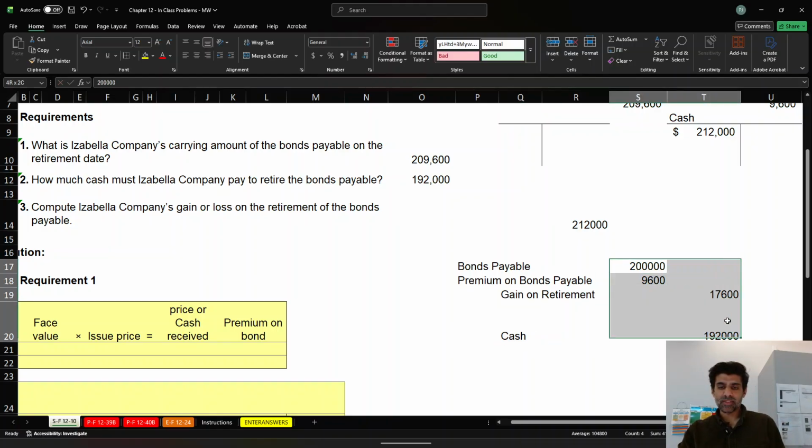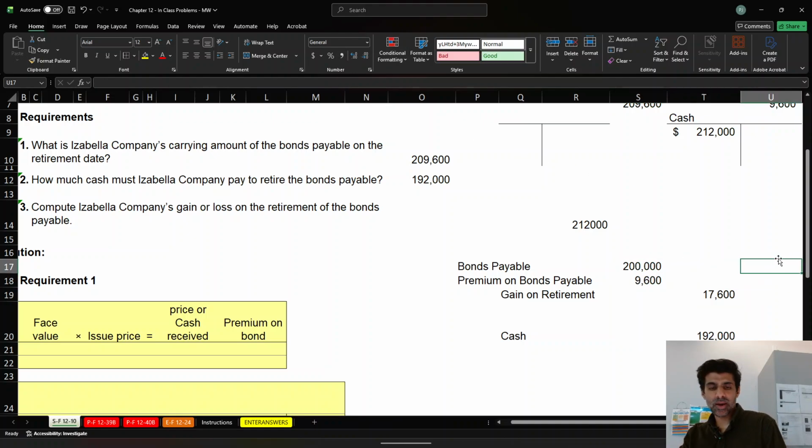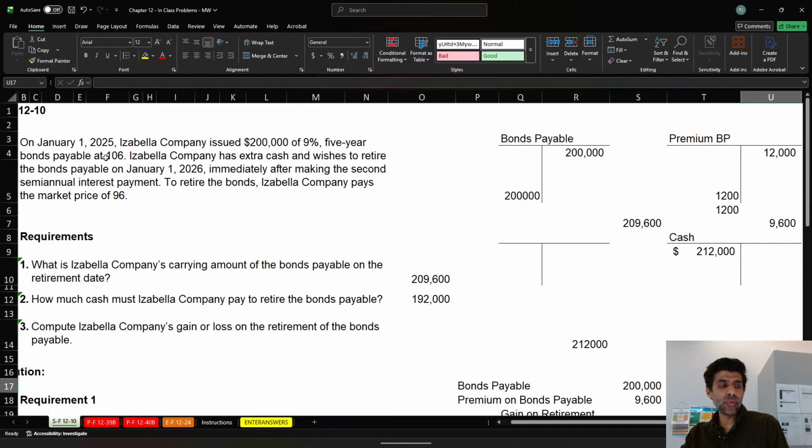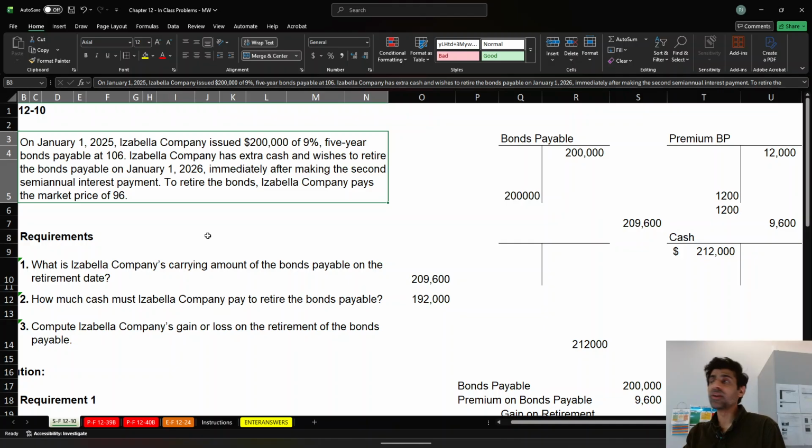And conceptually, this makes sense. Why? Because we issued it at a huge premium, right? At the price of 106. And a couple years later, we're retiring it at a discount. So it's like we sold high and we're buying back low. This is kind of like shorting a stock, right? Bonds were sold to the market at 106, and then you're buying back the position at 96. So you sold it for a much higher price than what you bought it back for. So there's a gain.